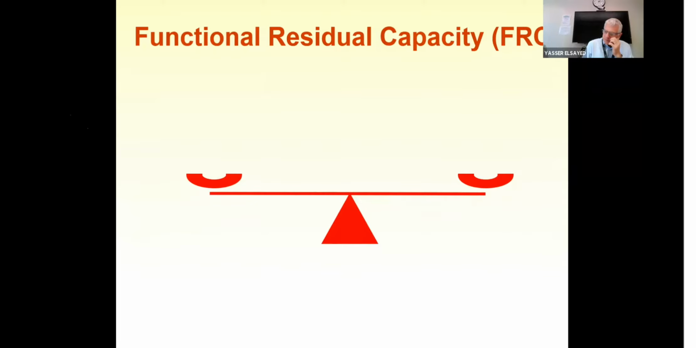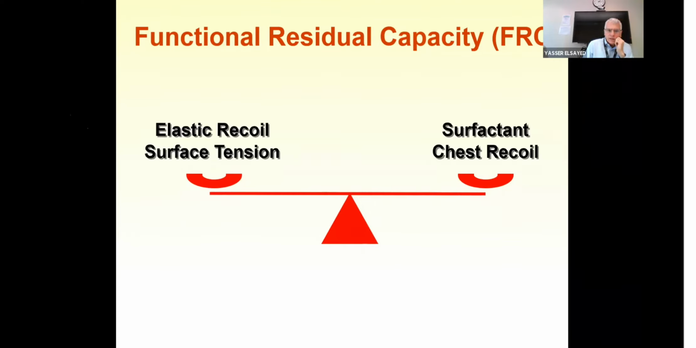So functional residual capacity is formed when those opposite elastic recoil forces of the lungs and the chest wall are in equilibrium. And the things that will determine the size of that functional residual capacity are mainly the elastic recoil and surface tension, and the surfactant and the chest recoil. The elastic recoil and the surface tension will make the lung deflate, while the surfactant and the chest recoil will make the lung expand.